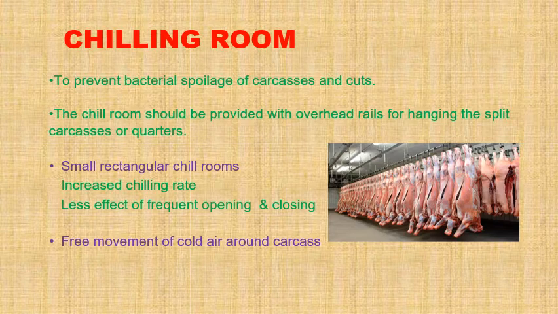The chilling room is the place where the carcasses should be chilled or cooled down quickly to prevent bacterial spoilage. The chill room should be provided with overhead rails for hanging of the split carcasses or quarters. Generally, small rectangular chill rooms will have a better chilling rate and less effect of frequent opening and closing. And there should be free movement of cold air around the carcass, because air is the medium through which the heat is extracted from the surface of the carcass or cuts, and only then is it cooled down. Some more details I am going to talk about in the third lecture about the chilling room.